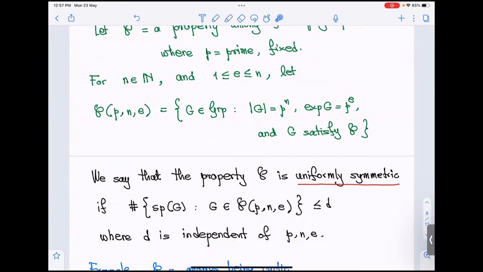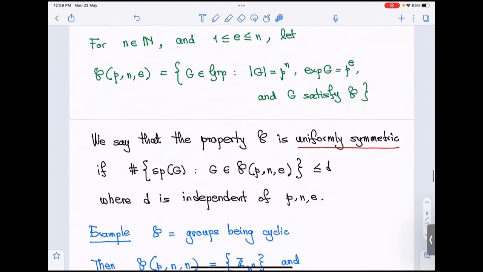Obviously, if I don't require this independence, the statement is obvious, because the number of groups which lie over here is always finitely many. These are basically the groups of order at most p^n. Actually, I'm looking at groups of exactly order p^n. So there are finitely many such groups. What it says is that I should be putting in a uniform bound over there, so to speak. There is a uniform geometry happening on this group.